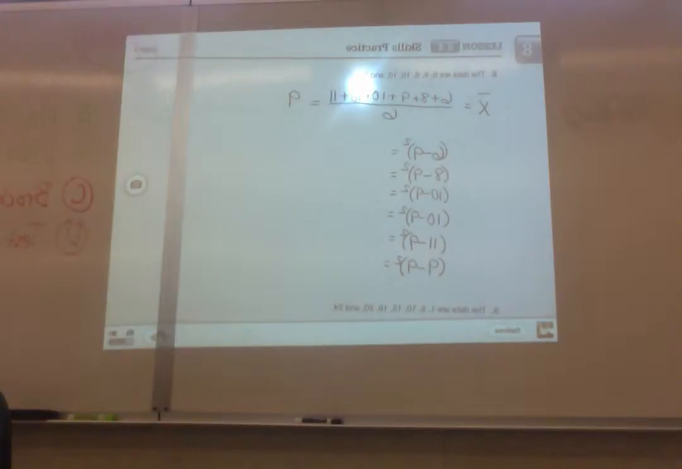Hey guys, we're working on page 476 in the homework packet. We're reviewing how to find standard deviation the old school hard way, and then later in the class we're going to learn how to do it with the calculator. But it's important sometimes to understand what that calculator is doing for you.